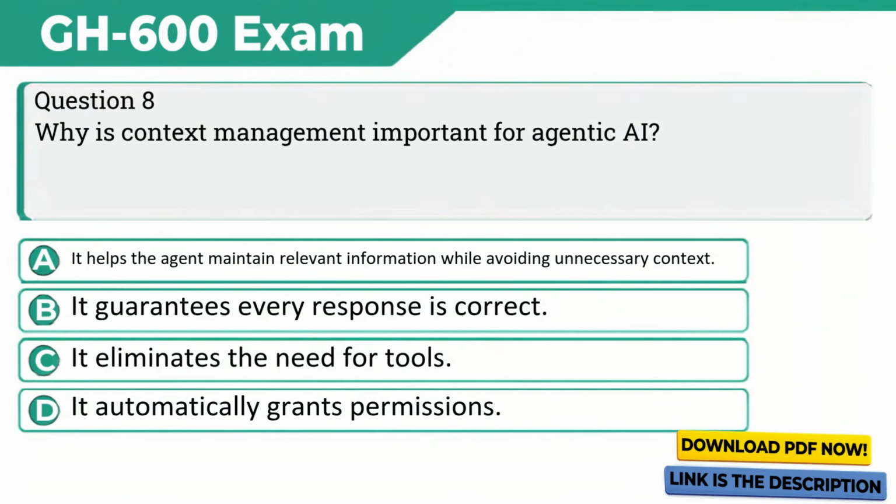Question 8. Why is context management important for agentic AI? A. It helps the agent maintain relevant information while avoiding unnecessary context. B. It guarantees every response is correct. C. It eliminates the need for tools. D. It automatically grants permissions.